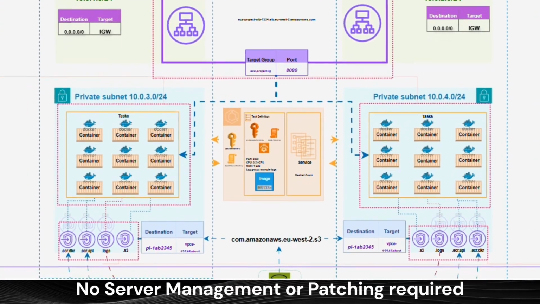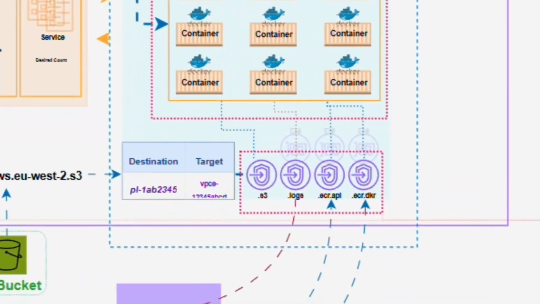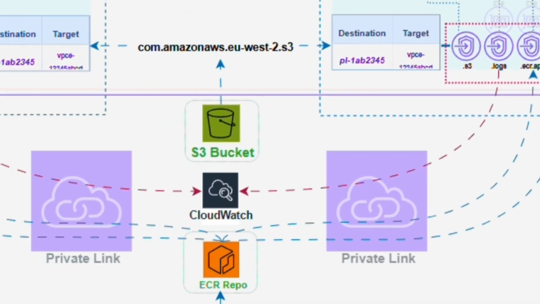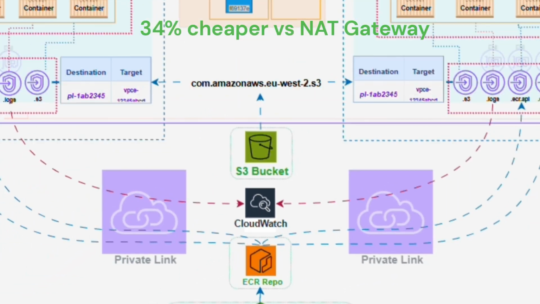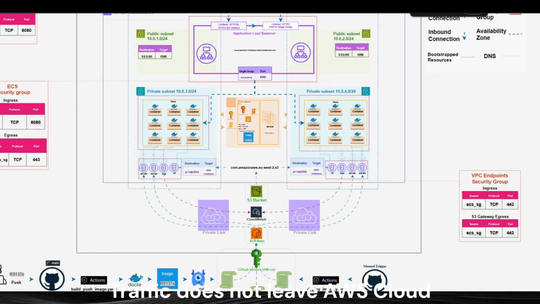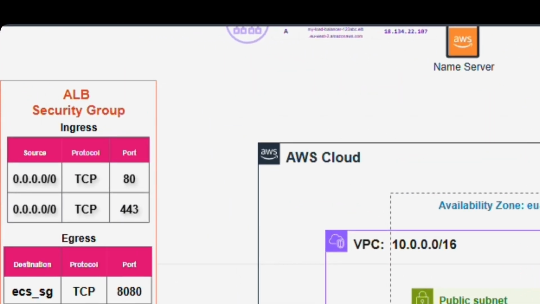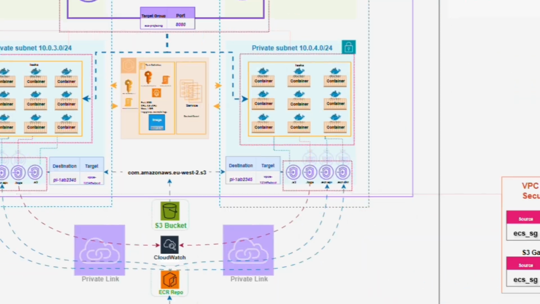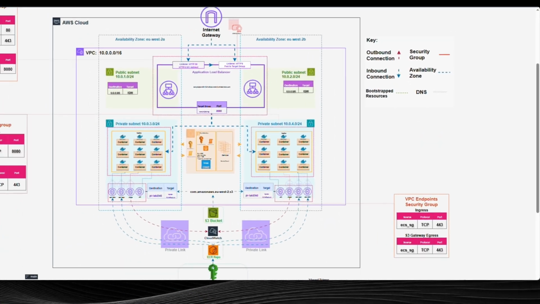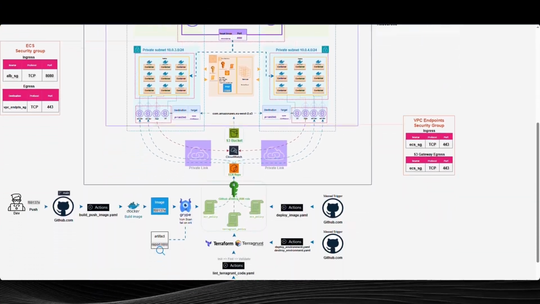or patching headache. VPC endpoints for secure connectivity to AWS services, which is 34% cheaper than a NAT gateway, and traffic does not leave the AWS cloud. There are tightly scoped security groups chained between my ALB, my ECS task, and the VPC endpoints, where traffic is only scoped to what's required by the task and nothing further.